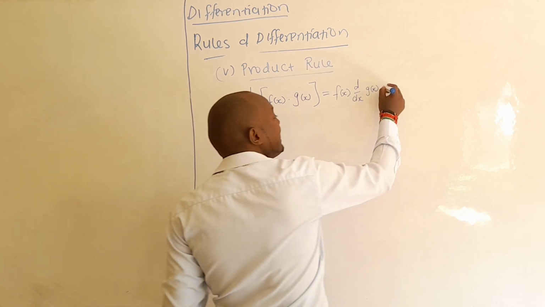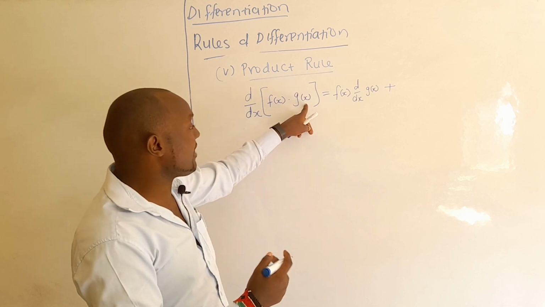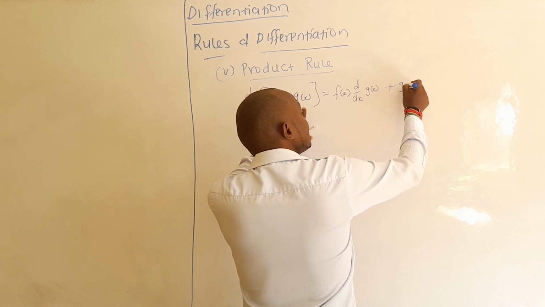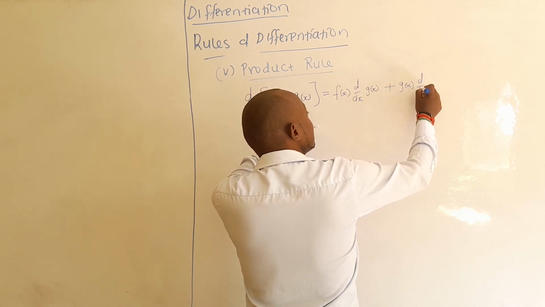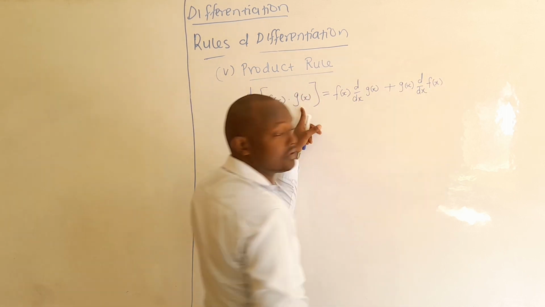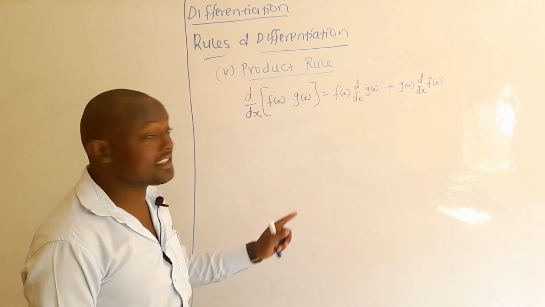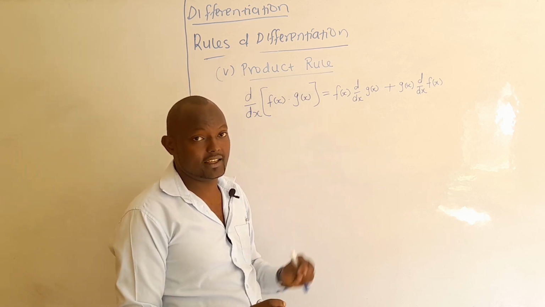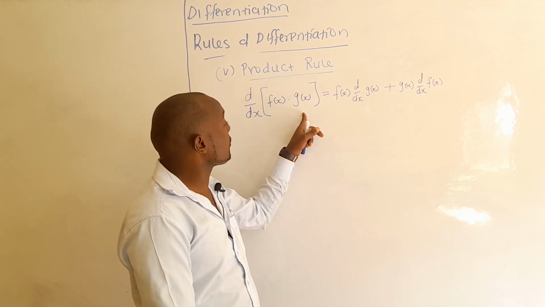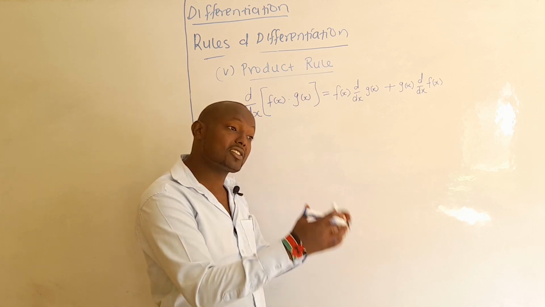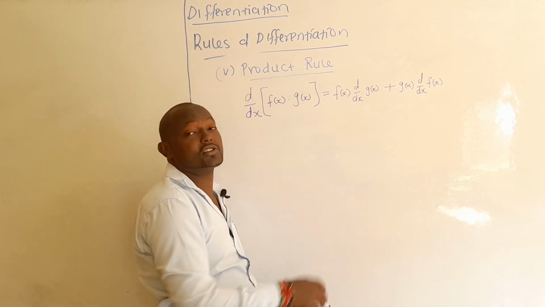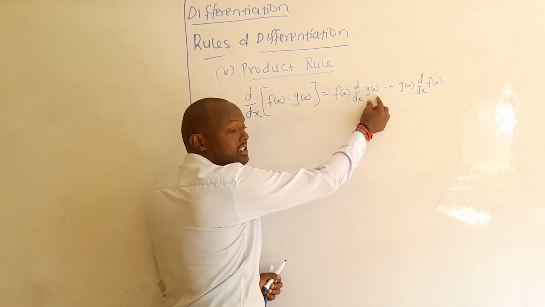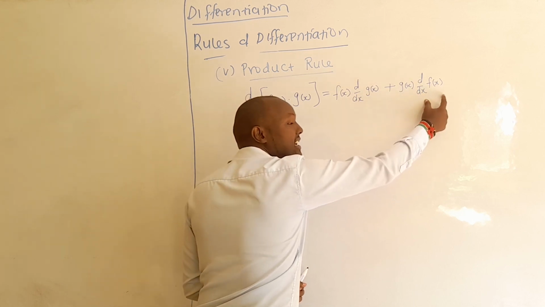Now I need to treat the other function as constant and differentiate the other one. So I'll treat g of x as constant and differentiate my function f, which is a function of x. As you can see, we are treating one function as constant and differentiating the other one. Then we add, where we treat the other function as constant and differentiate the first function, which we assumed was constant. I have treated f as constant, differentiated g, plus now I treat g constant and differentiate f.